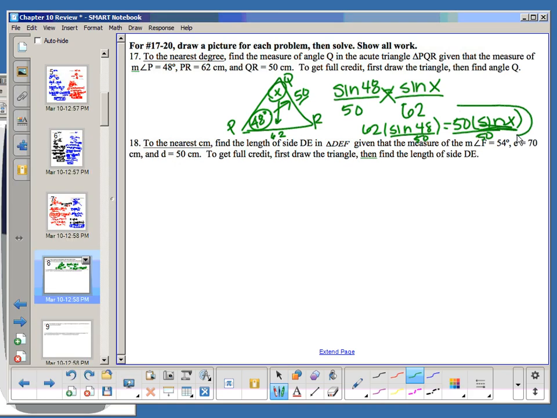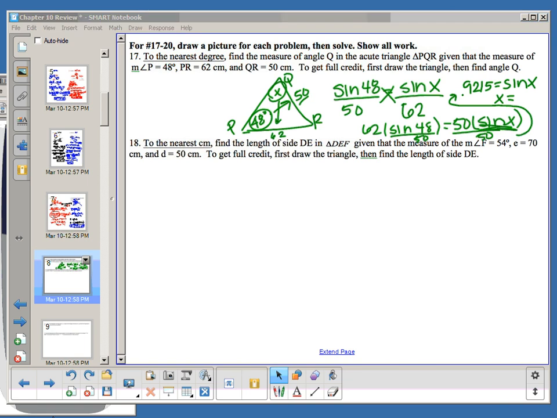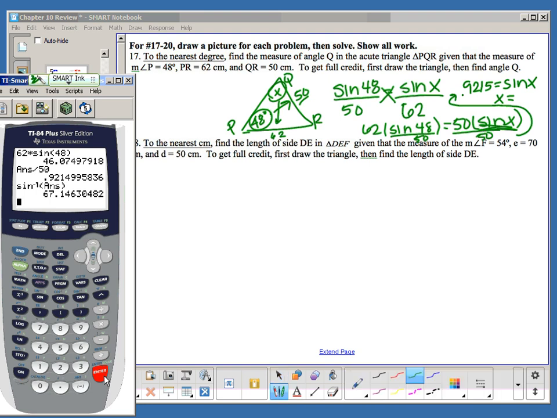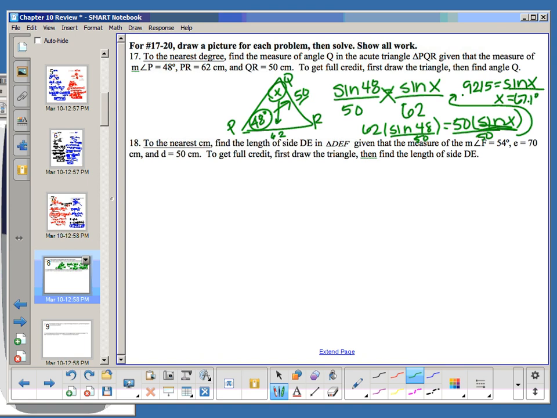So I'm going to go up here. 0.9215 equals sine of x. Last step is to inverse. So when I go to my calculator and inverse that, my angle is going to equal, and I get 67 degrees, 67.1 we'll say. So my angle is, sorry about the small work, I should have separated those out.